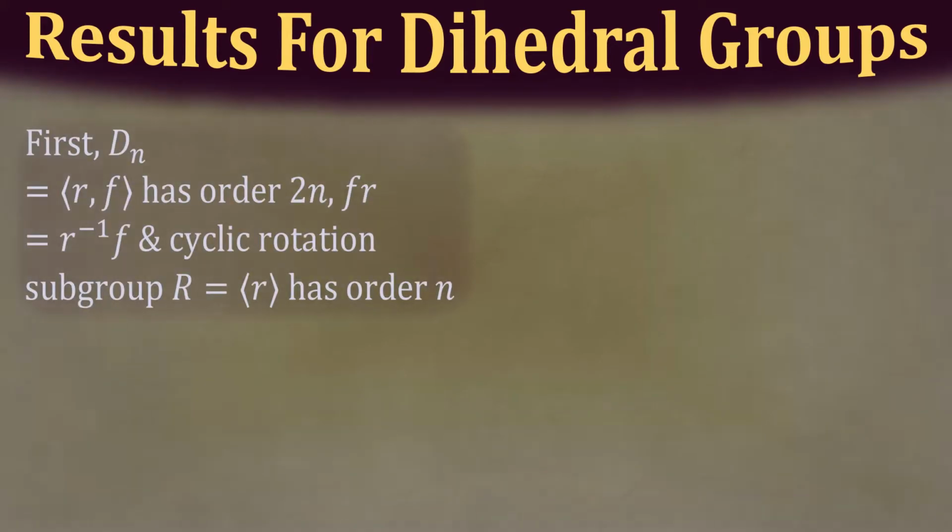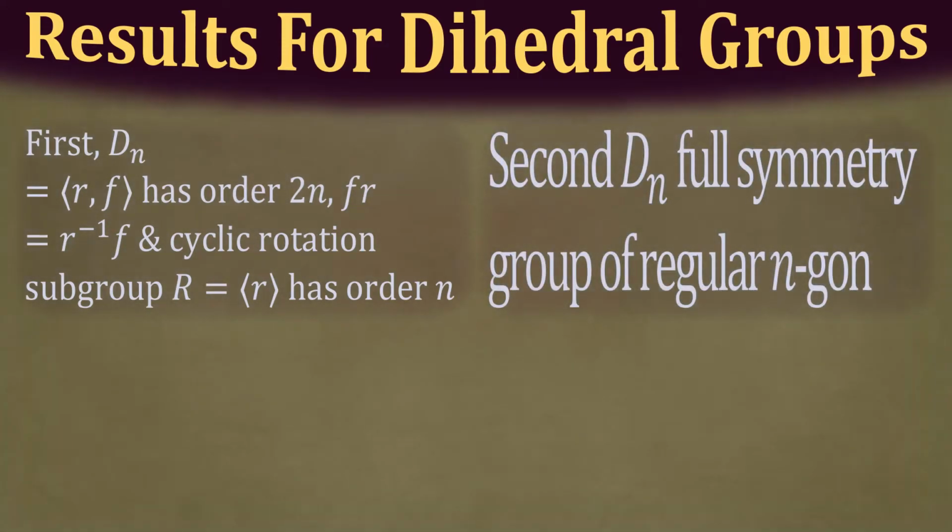We have that Dn has order 2n and FR is equal to R inverse times F, and the cyclic rotation subgroup <R> has order n. Also, Dn is the full symmetry group of a regular n-gon. Next, let's discuss some other ways to define the dihedral group.